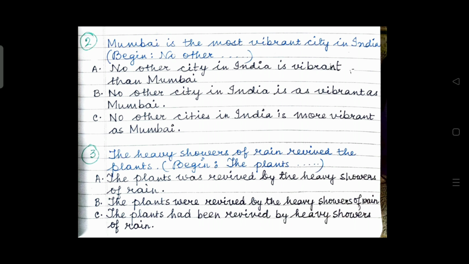A, B, C. There are 3 options to choose from. The right answer once again is option B. The plants were revived by the heavy showers of rain. In the first option, the verb is the number. They did not identify the number properly.